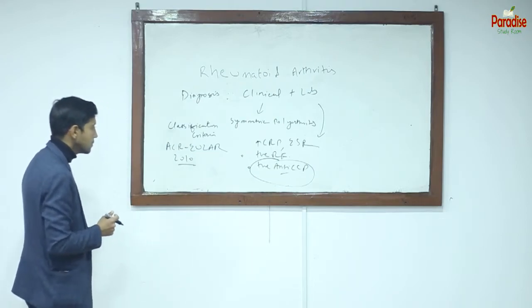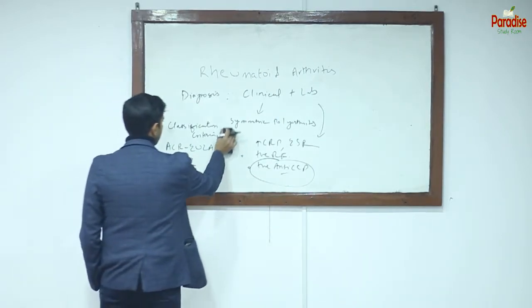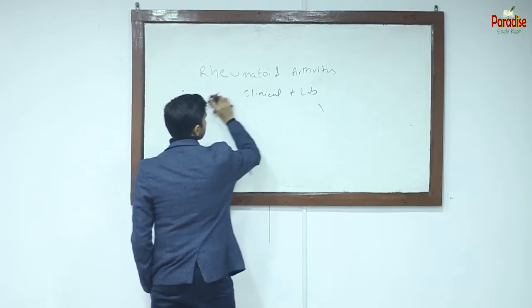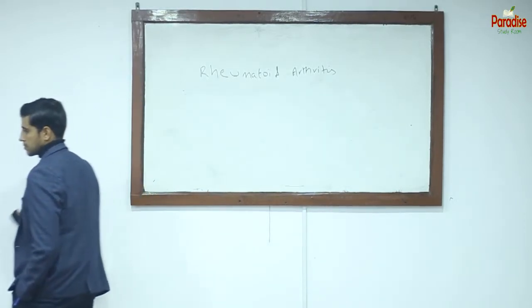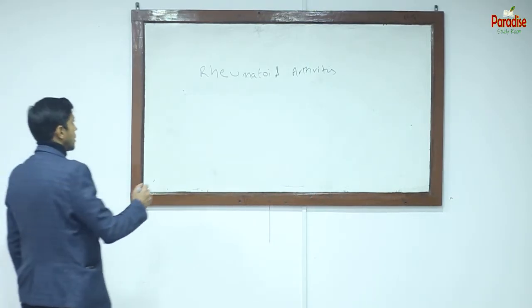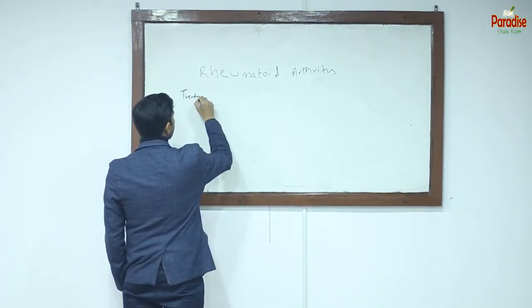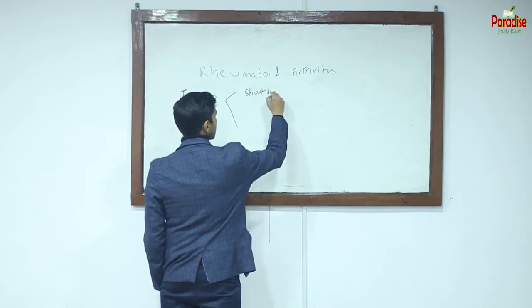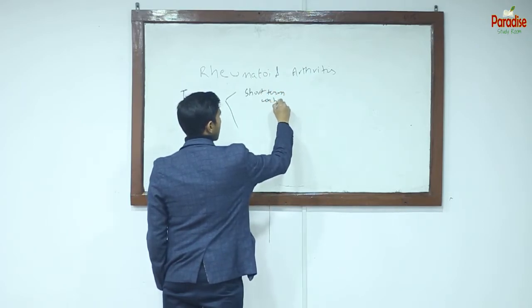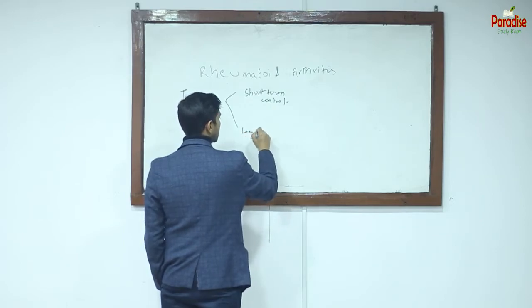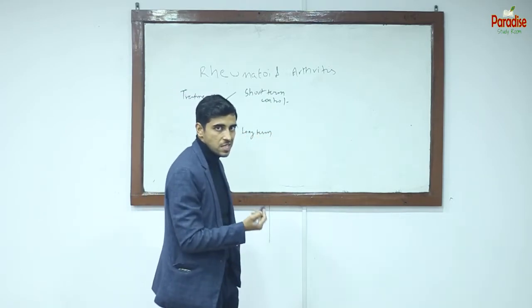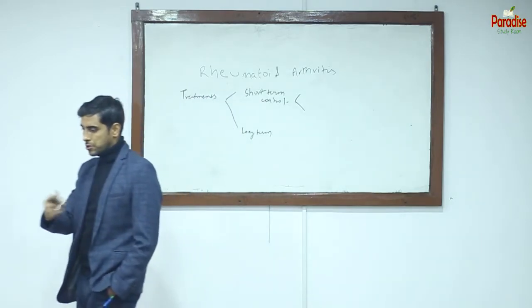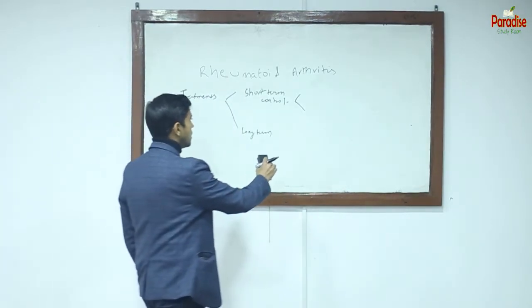Now we'll discuss the treatment of rheumatoid arthritis. Treatment can be divided into two arms. One is for the short-term control of the disease activity, and another is for the long-term. For short-term control, we give drugs that suppress the inflammation and pain.